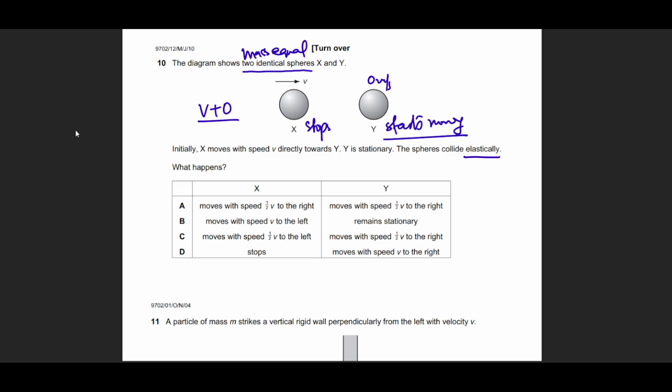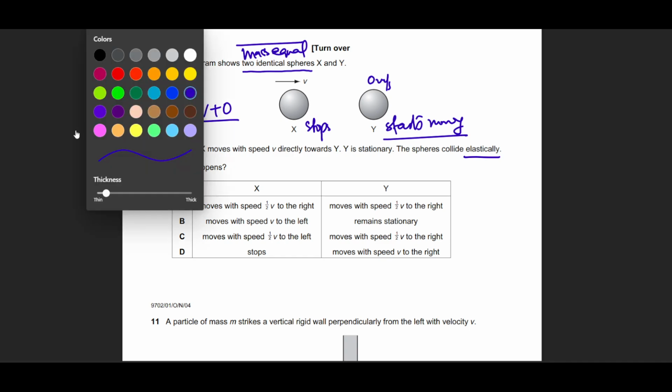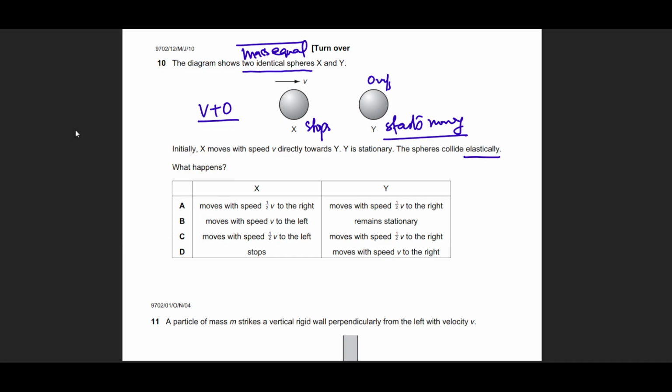And interestingly, if the masses are equal, this is also one of the trick points of momentum. If the masses are equal and they collide elastically, the velocities exchange. The velocities get exchanged. So this one will now have a velocity v towards the right side, and this one will have a velocity of 0 meter per second, will stop moving.